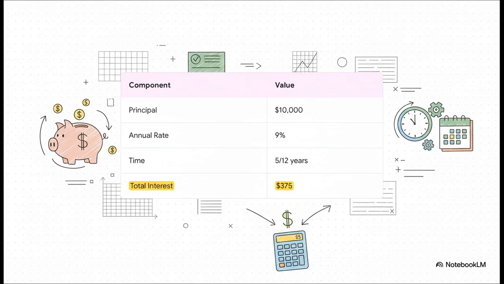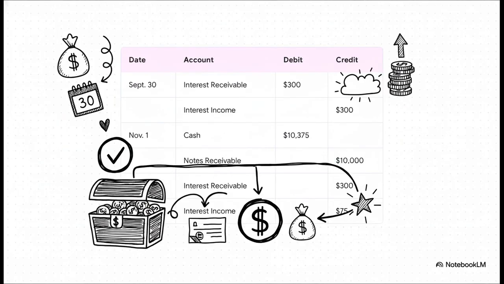The math for calculating interest is actually pretty straightforward. You just take the principal, multiply it by the annual interest rate, and then multiply that by the time period expressed as a fraction of a year. So for our Wolder Co. note, the total interest for the full 5 months is $10,000 times 9% times 5/12, which gives us a total of $375 in interest. Okay, let's put it all together and see the actual journal entries.